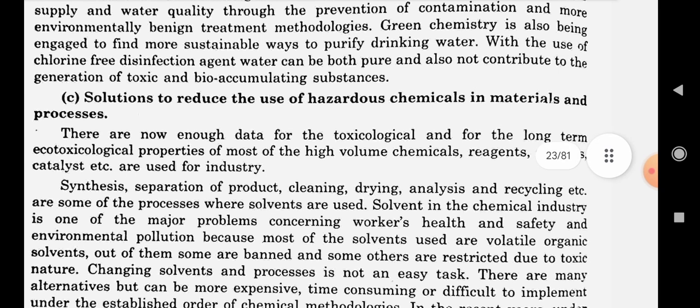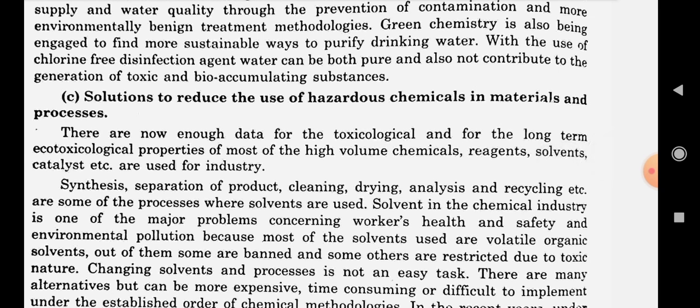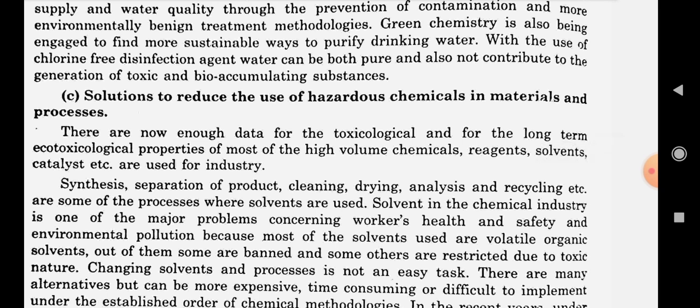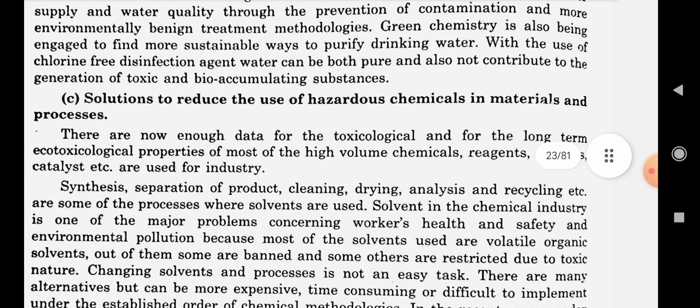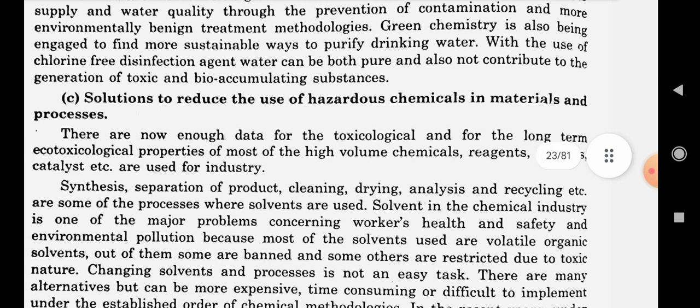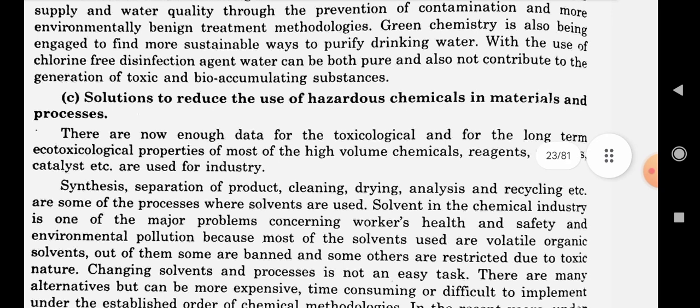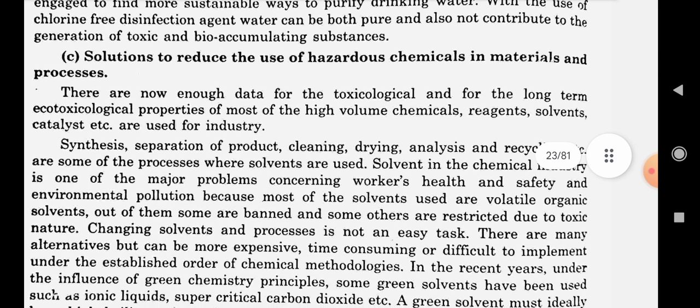Green chemistry is also being engaged to find more sustainable ways to purify drinking water with the use of chlorine-free disinfection agents. Water can be both pure and also known not to contribute to the generation of toxic and bioaccumulative substances.